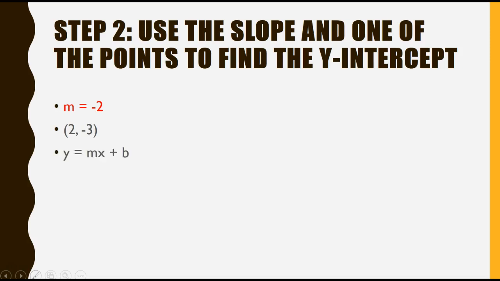And I'm going to use the slope-intercept form of an equation. So I'm going to do some substitution. My y is going to come from my point. So it's the y-coordinate from the point, so that's -3. My slope is -2, which we calculated from step 1. And the x is the x-coordinate from my point, which is 2.